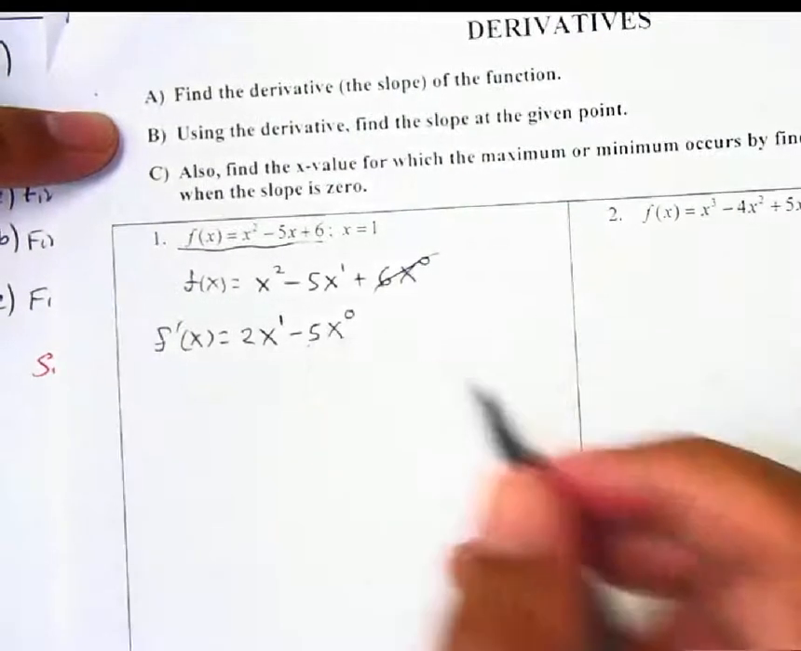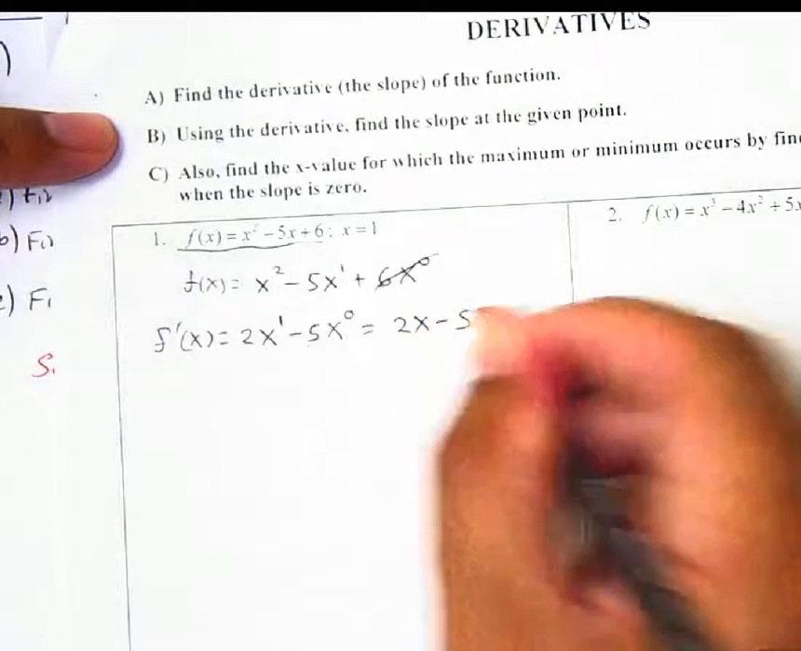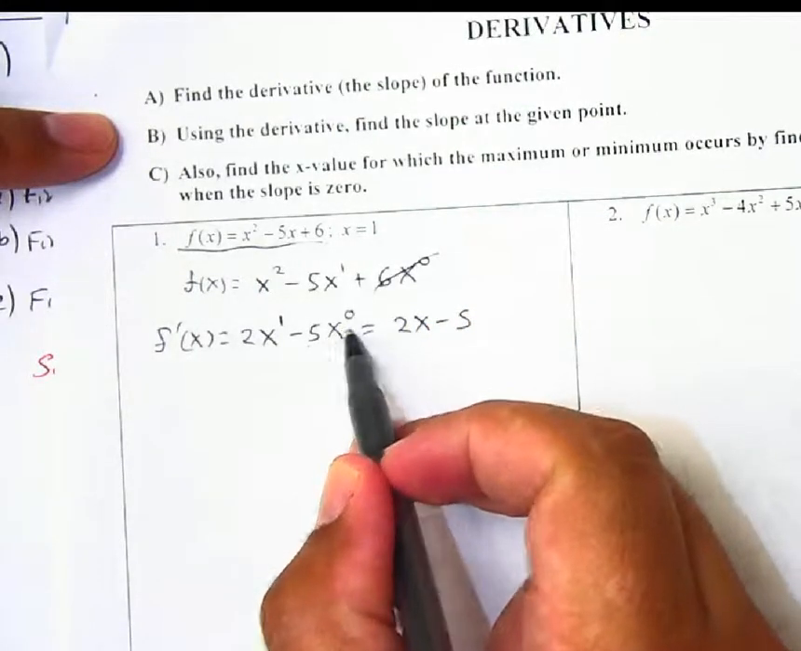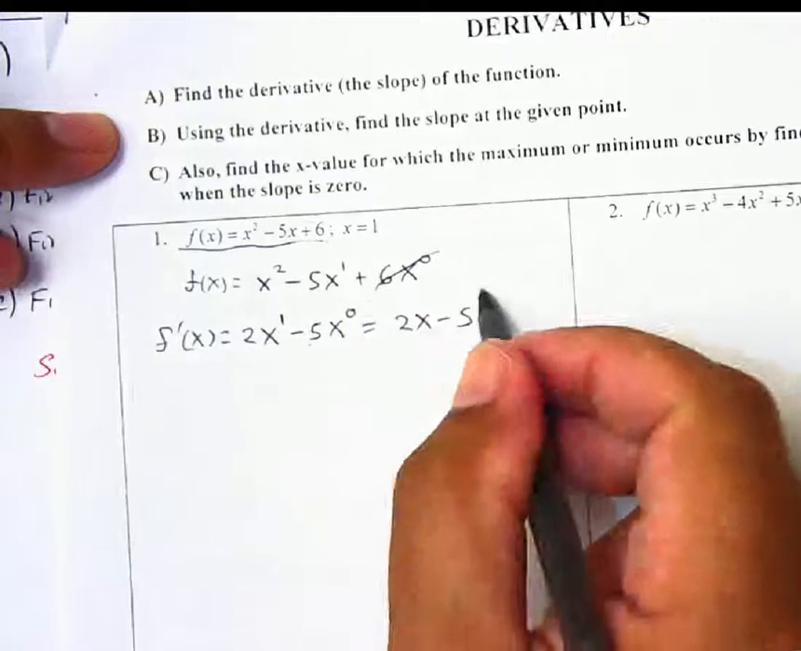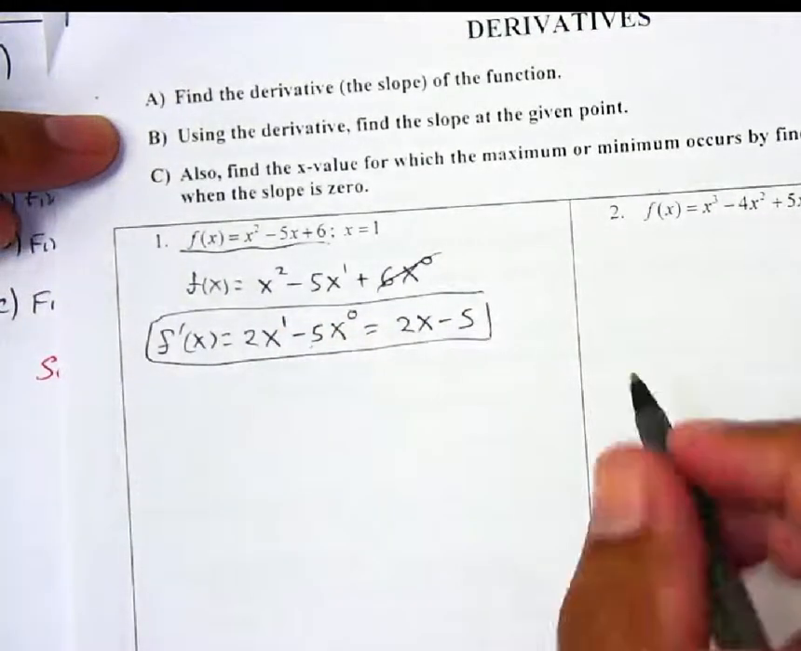Okay, let me simplify this. This is equal to 2x minus 5. Remember, x to the 0 is not 0. X to the 0 is 1. So this is my derivative. That's the answer to part A.